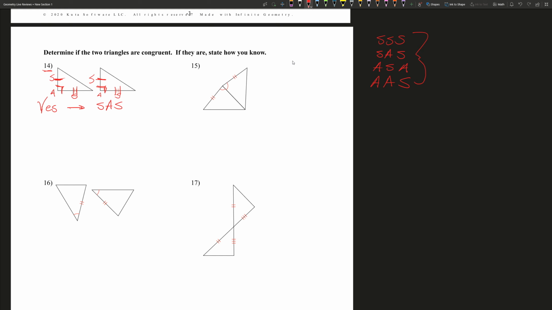Number 15, kind of the same thing. We have a side here, a side, angle, angle. And then we have a side in common, so that's congruent to itself. All right, so on number 15, we have a side, an angle, and a side on both triangles. So yes, these would be congruent because of SAS.